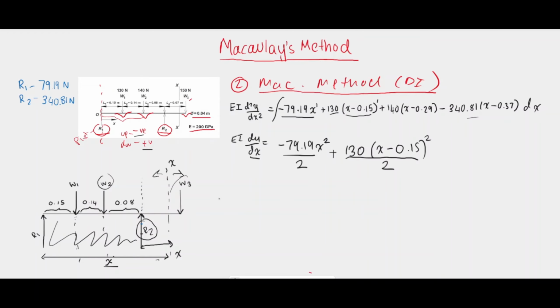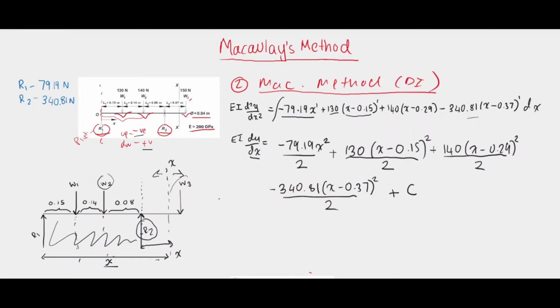So we'll do the rest in the same way. 140, it's a constant, so x minus 0.29 is to the power of 1, so it would be 1 plus 1, 2, divided by 2. We'll continue the equation down here, minus 340.81 times x minus 0.37 to the power of 1. So that would be 1 plus 1, 2, divided by 2. And remember, when we integrate, we will always have a constant of integration. So I'll write this as C, which is unknown at the moment.